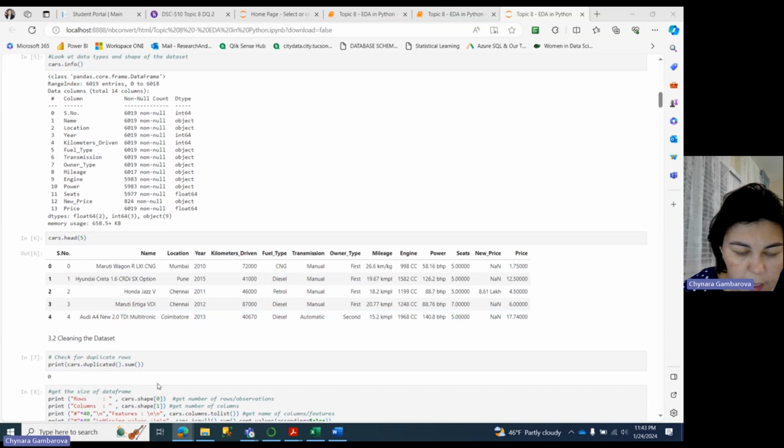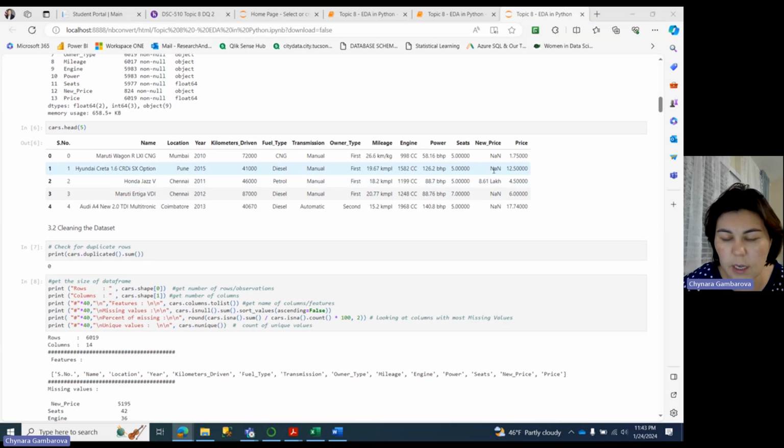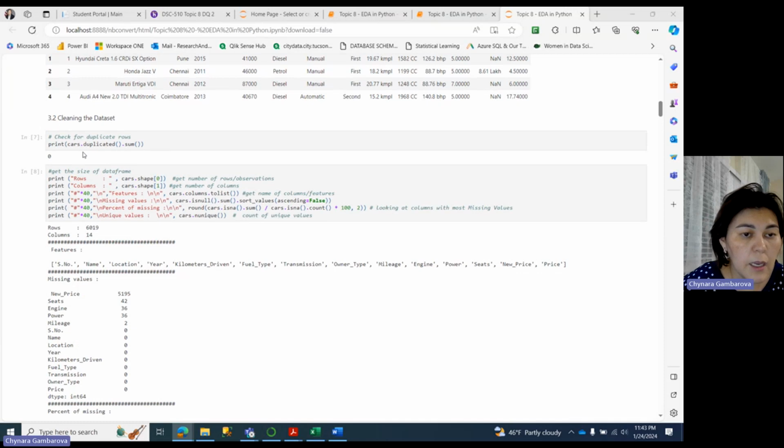Let's look at our first 5 rows. We have name of the car, location, the city in India, year of the car, kilometers driven, fuel type, transmission, owner type, mileage, engine, power, seats, new price, and the price, current price. Already I see nulls. And the next step would be cleaning the data.